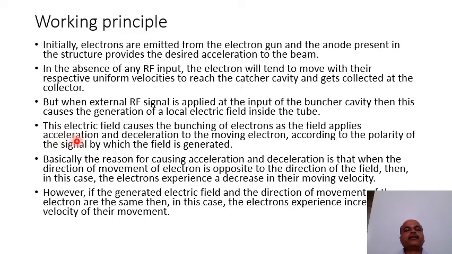In acceleration there is an increase in velocity, and in deceleration there is a decrease in velocity of the moving electron, according to the polarity of the signal by which the field is generated. Basically, the reason for acceleration and deceleration is that when the direction of movement of the electron is opposite to the direction of the field, the electrons experience a decrease in their moving velocity. However, if the generated electric field and the direction of movement of the electron are the same, the electrons experience an increase in the velocity of their movement. So in the previous slide we have also explained this working.